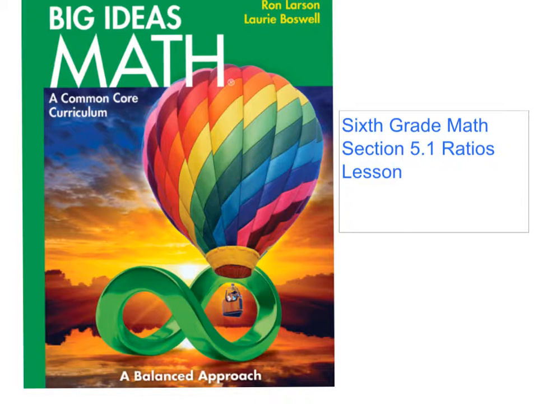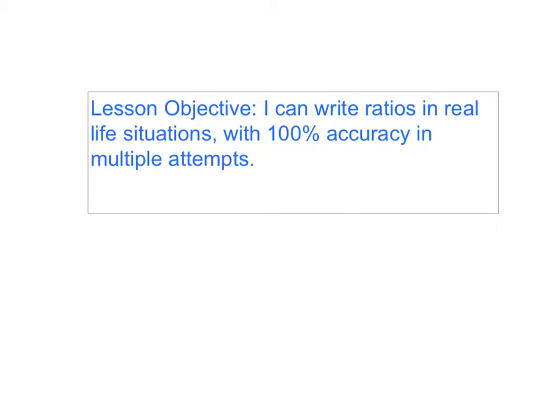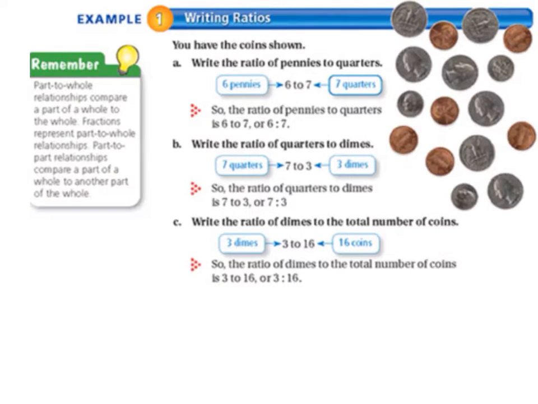Pause while you write Section 5.1 lesson in your math notebook. Pause while you write down today's lesson objective in your math notebook. Today's objective is I can write ratios in real-life situations with 100% accuracy in multiple attempts. In this lesson, we're going to be starting on page 192 in your textbook.